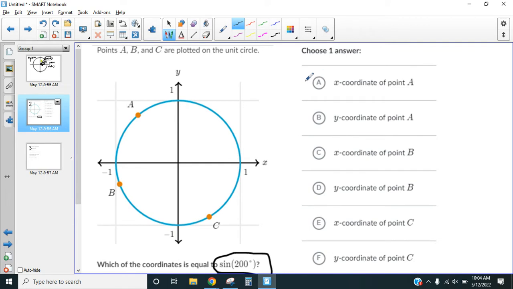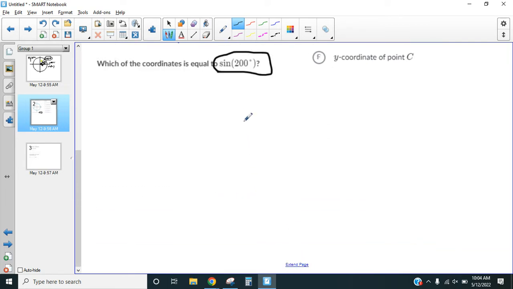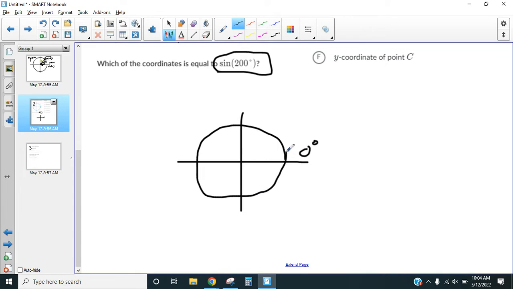Choose one answer. Okay. Now, 200 degrees, let's think about that on a circle. Where is that? Well, we start measurement from right here. This is 0. Here's our unit circle. 0 degrees is right there. What's this? Yep. And then what's this guy? 90. Let's keep going. What's that one? 270. Very good.